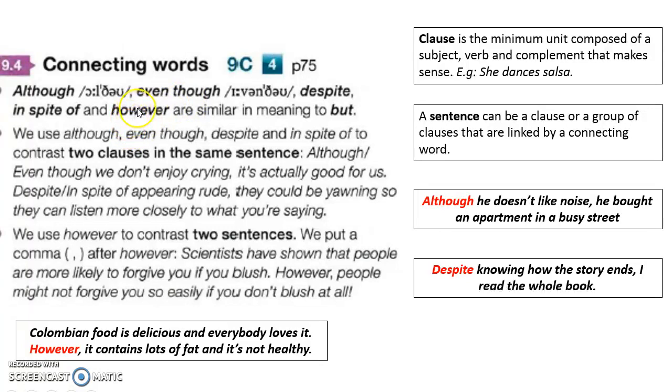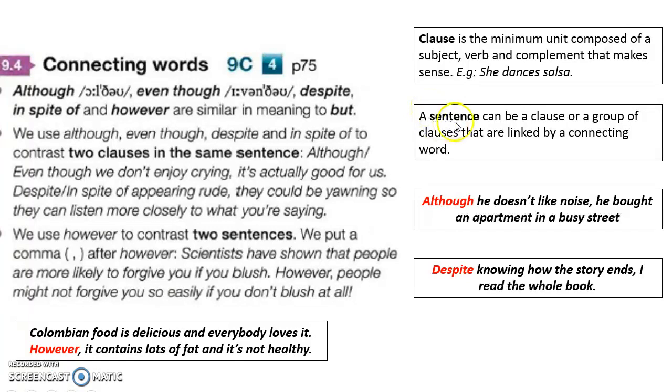So the first thing that we need to know is to understand the difference between a clause and a sentence. That's going to be essential to understand the use of these connecting words. So a clause is the minimum unit composed of a subject, verb, and complement that makes sense. For example, she dances salsa. I have here, she dances salsa. That is a clause, right? I need to take this meaning into account to understand the use of some connecting words.